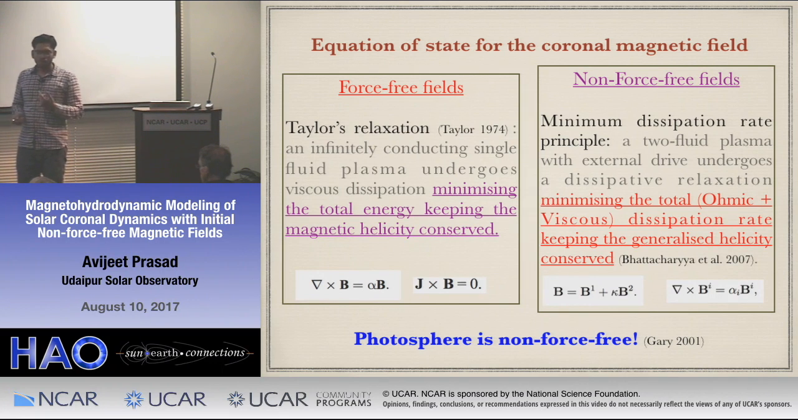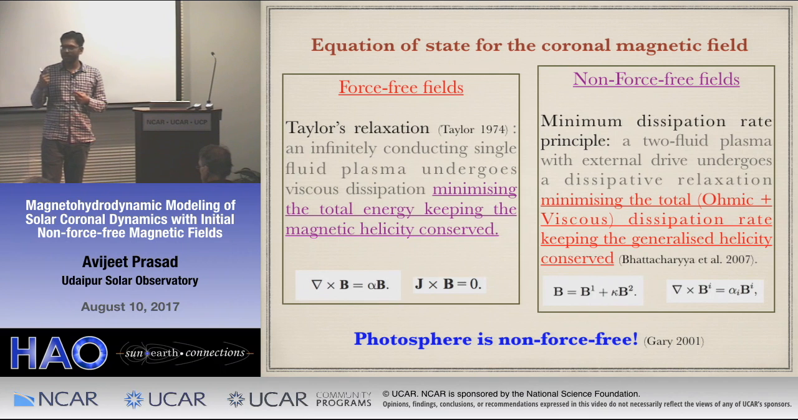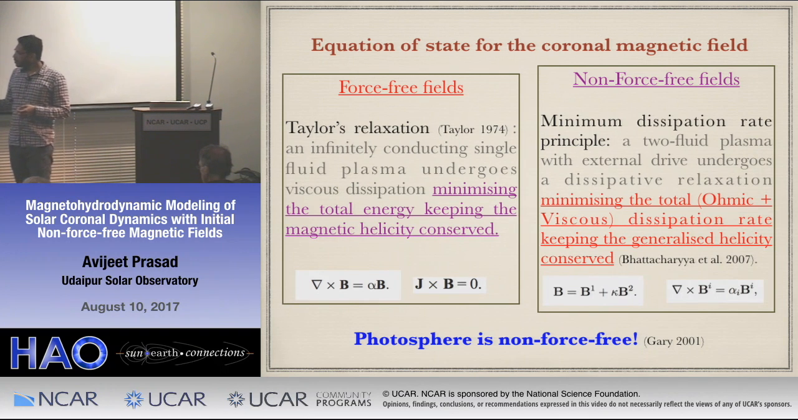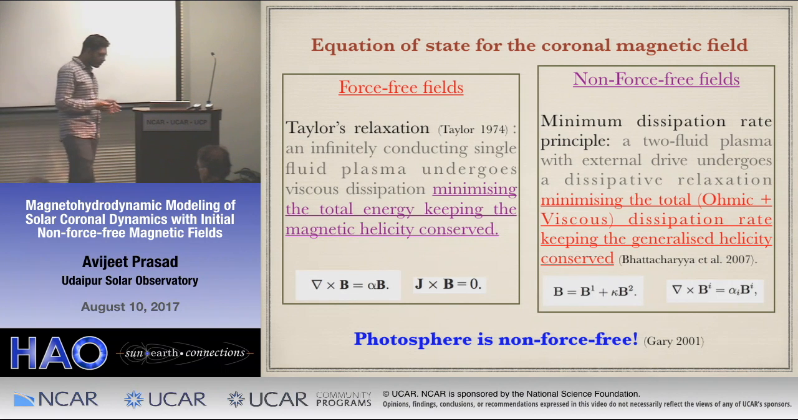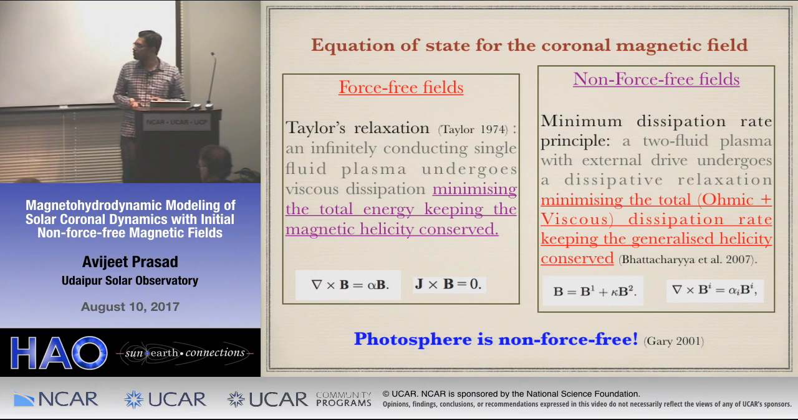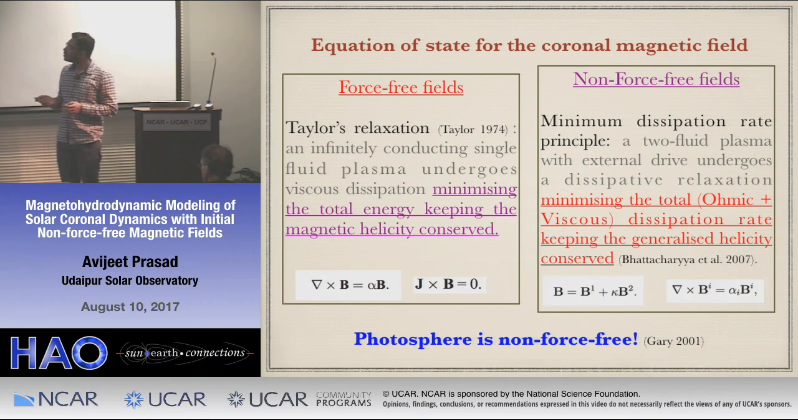This alpha is also known as the force-free parameter or the twist parameter because it also represents the number of twists in a magnetic field line per unit length. So it can be easily seen that the Lorentz force J cross B is 0 for these fields, hence the name force-free fields. Now for externally driven systems like the photospheric plasma, a non-force-free assumption is actually more viable.